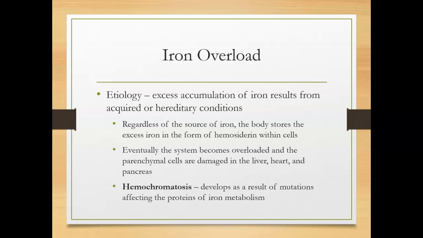Another issue we can see with iron is actually iron overload. This is from an excess accumulation of iron that results from acquired or hereditary conditions. Regardless of the source of iron, the body stores the excess iron in the form of hemosiderin within the cells. Eventually, the system becomes overloaded and the parenchymal cells are damaged in the liver, heart, and pancreas. With hemochromatosis, this develops as a result of the mutations affecting the proteins in the iron metabolism, and they end up with way too much.